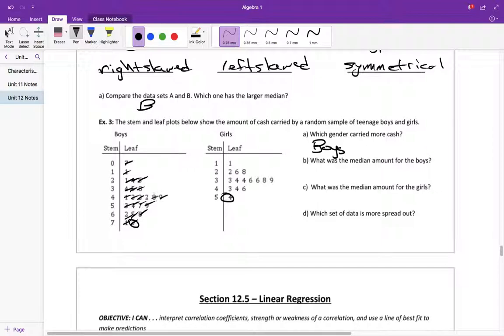Looks like we're going to be at this number of 2 right here, which, remember, to read it from a stem and leaf plot, you put the number 4 in front, the number 2 after it. Looks like the median amount for boys was $42. Now in C, what is the median amount for girls?